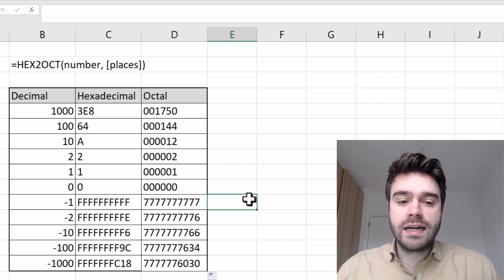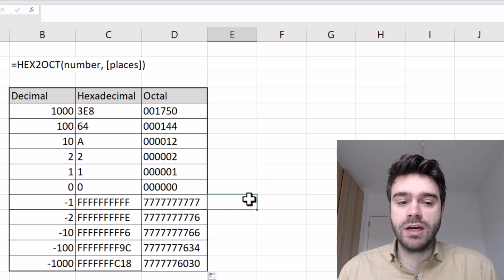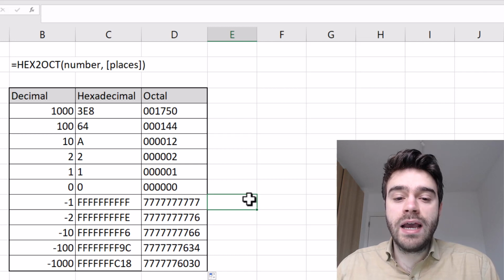Now how exactly do these hexadecimal and octal number systems work? Well, in a regular decimal number system, we have 10 possible digits from 0 to 9. In these alternative number systems, such as the hexadecimal number system and the octal number system, we change the number of digits that are available to represent a number. So for the hexadecimal number system, we will actually be adding digits.